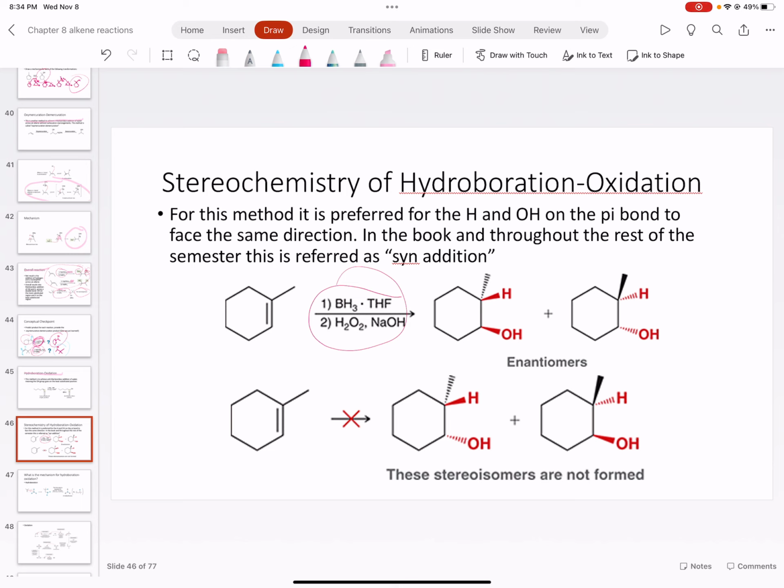The thing we have to keep in mind when I mean syn addition is that if we are creating chiral centers, or most of the time, we have to consider stereochemistry. Our hydrogen and our OH are going to be added as wedge and wedge or dash and dash. So you can see that they were both added as wedges, or that they both were added as dashes.